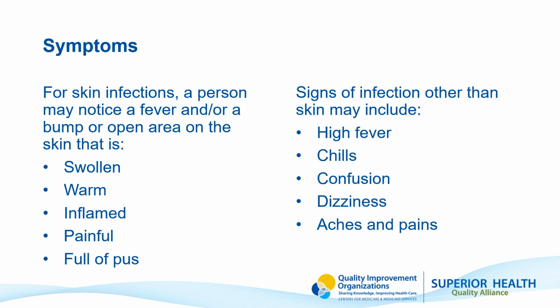The symptoms of MRSA can vary. For skin infections, a person may notice a bump or open area on the skin that is swollen, warm, inflamed, painful, full of pus, and they may also have a fever. Signs of infection other than skin, for example, lung infections or bloodstream infections, may include high fever, chills, confusion, dizziness, and aches and pains.